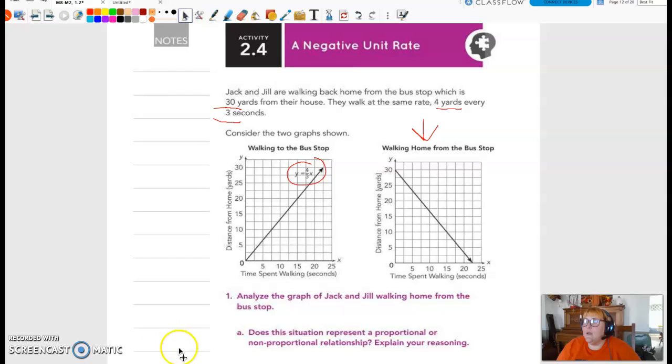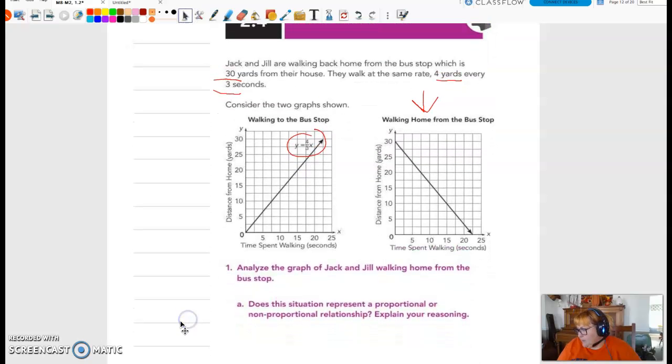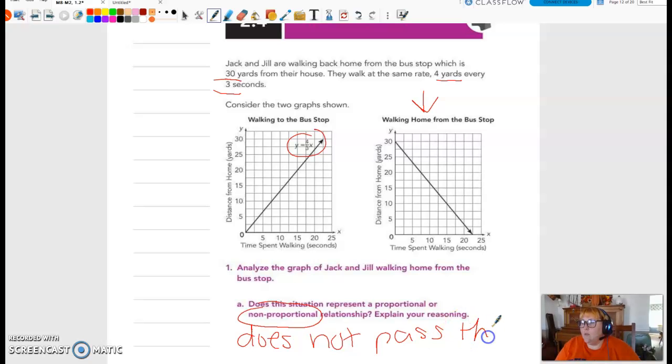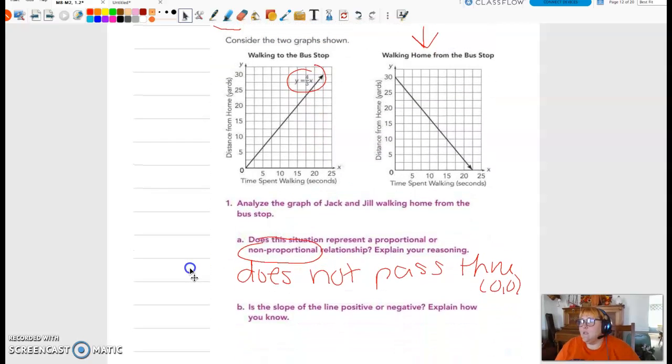it's asking us to find out, is it proportional or non-proportional? We would say that it's non-proportional because it does not pass through 0, 0. All right, so that's why it's non-proportional. In order to be proportional, it has to go through 0, 0. So that first equation we see up here, walking to the bus stop, is proportional. This one is not. Is the slope positive or negative?